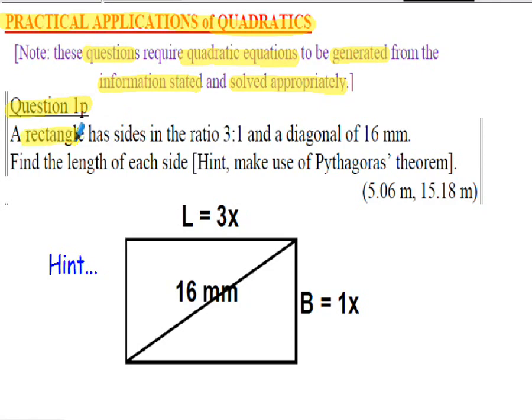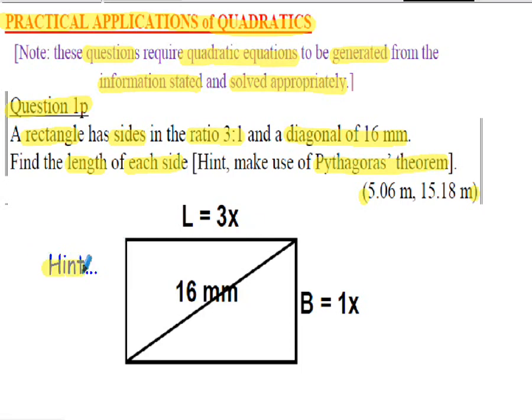We're told that a rectangle has sides in the ratio of 3 to 1, and the diagonal of the rectangle is 60 millimeters. We've got to find the length of each of the sides. There's a hint in the question to use Pythagoras' theorem. The answers are stated here in the brackets on the right hand side.